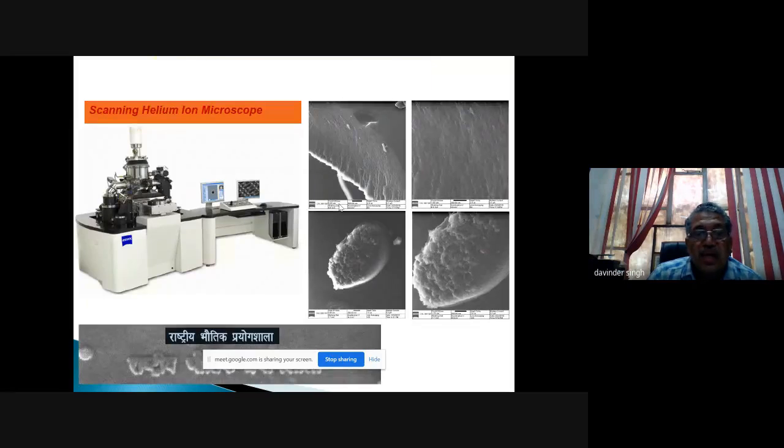Another advanced technology, just one image I saw, which is also available at NPL, is the helium ion microscope, because you are increasing the mass. In place of an electron beam, you are using a helium ion beam, and that helium ion beam can be handled more accurately because of the charge and these things. So this is a very advanced technology that we have right now.